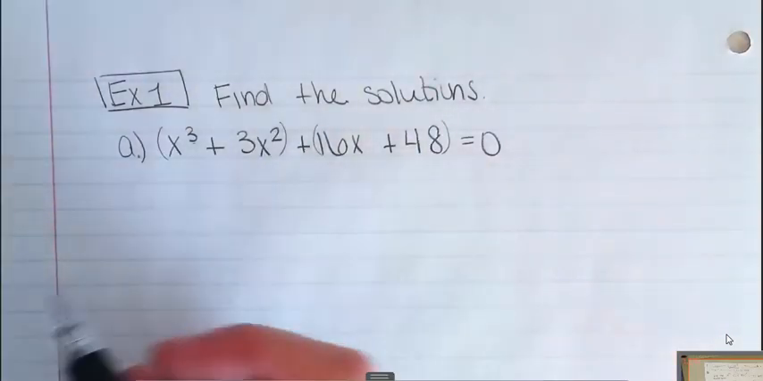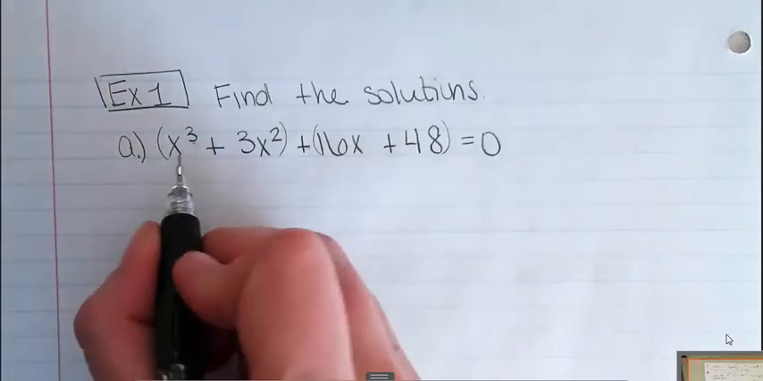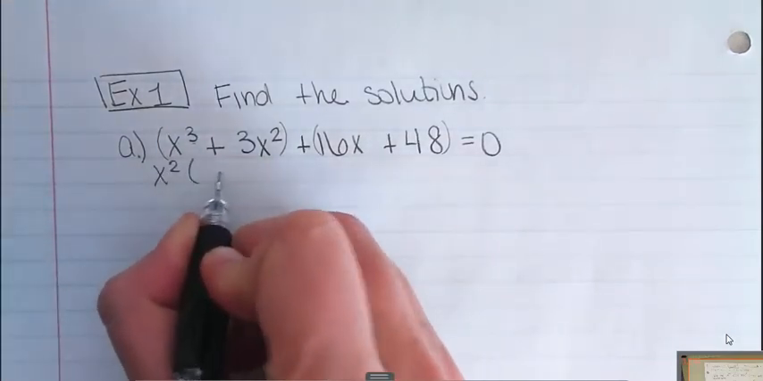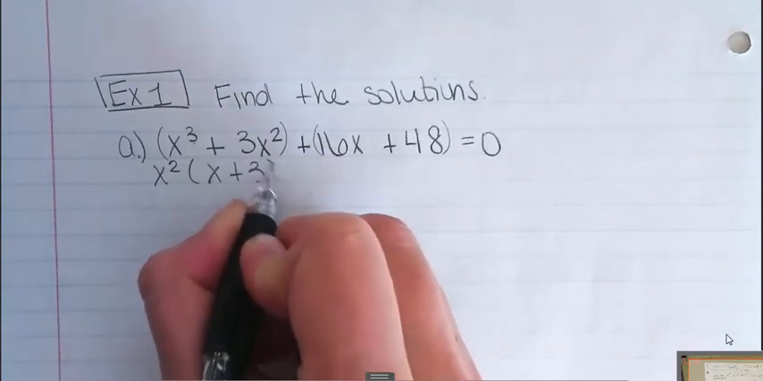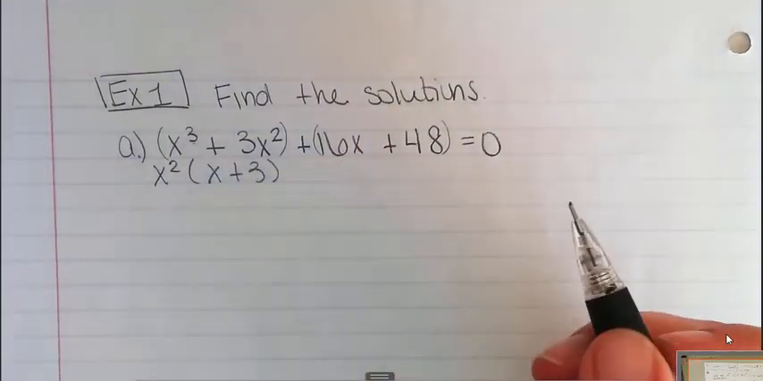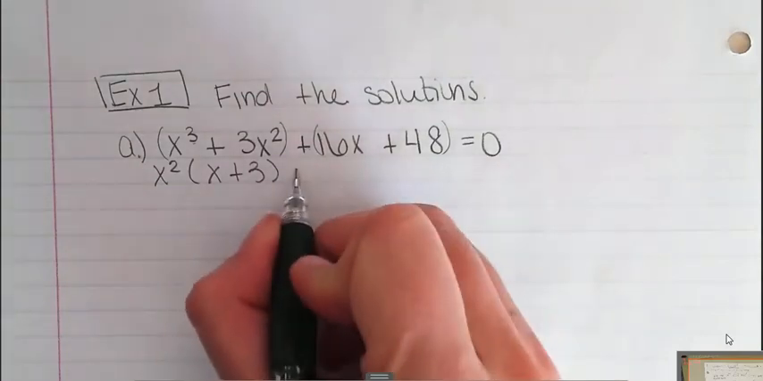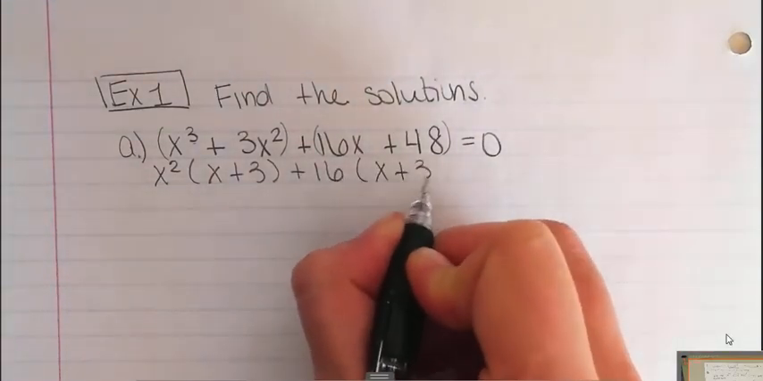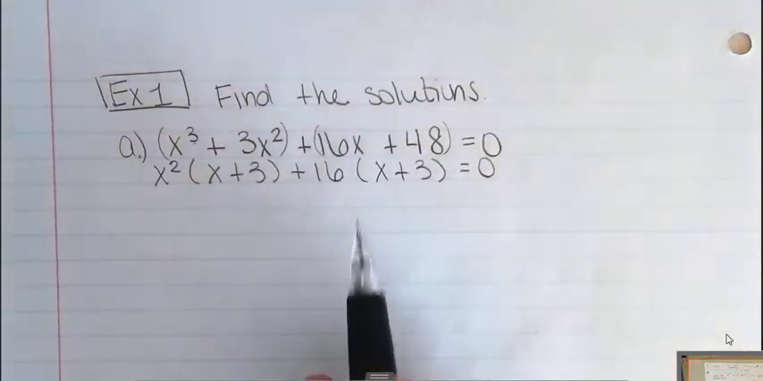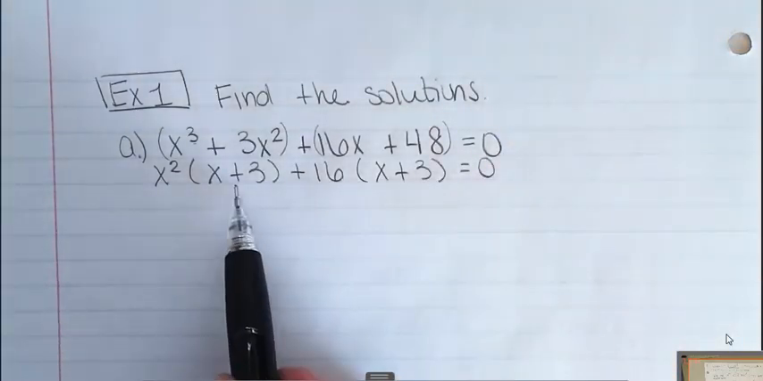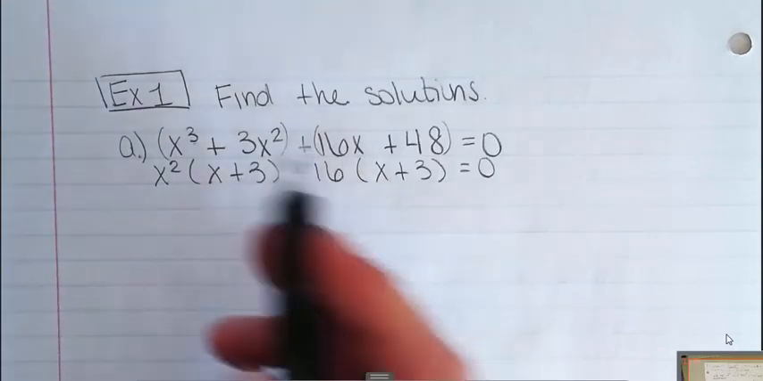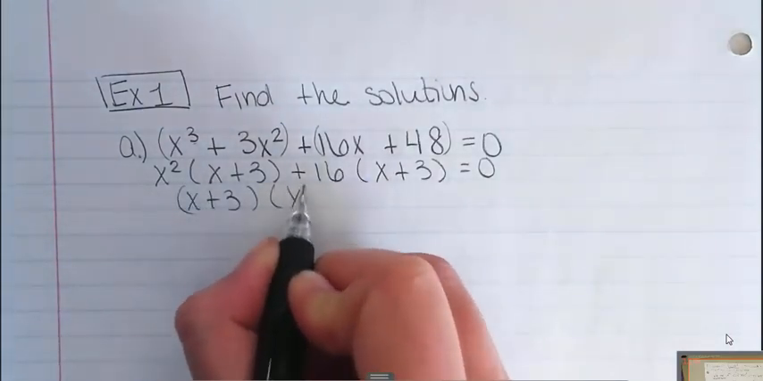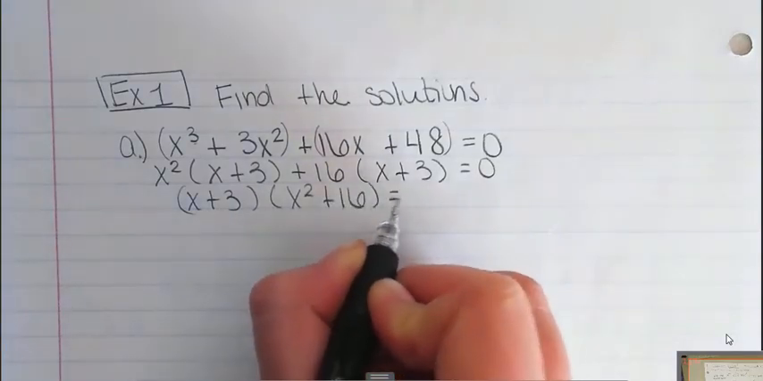So 4 terms, I'm thinking factoring by grouping. So in my first 2 terms I have a common factor of x squared, which leaves me with x plus 3. And in my second 2 terms, it looks like I have a common factor of 16. So I'm going to pull out a positive 16, and I'm left with x plus 3 again, which worked out really nicely. So x plus 3 is now the greatest common factor that I pull out, and I'm left with x squared plus 16.